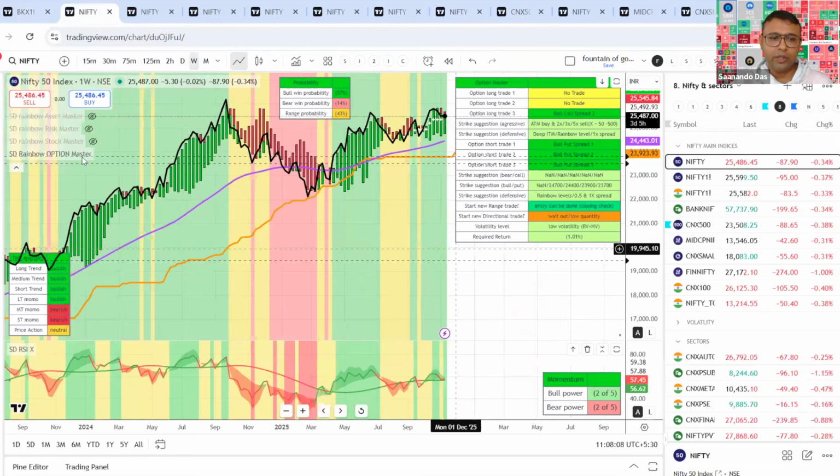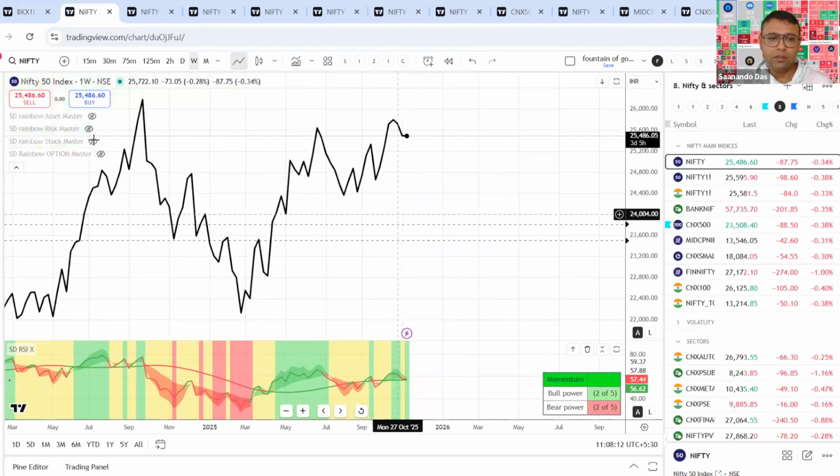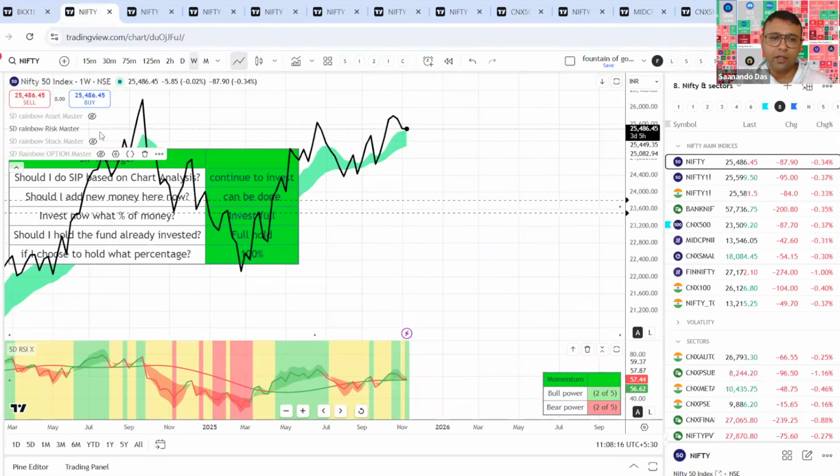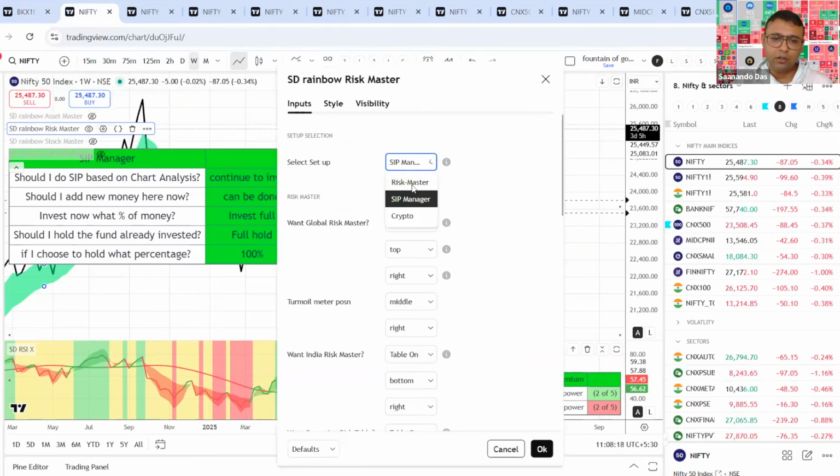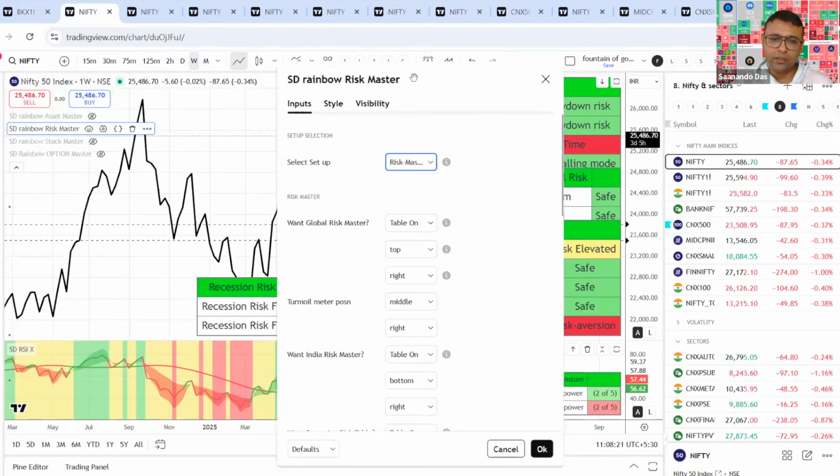Now we are going to take a look at the Nifty overall situation. First, we take a look at the level of risk. My chart got disturbed because of this data connection.